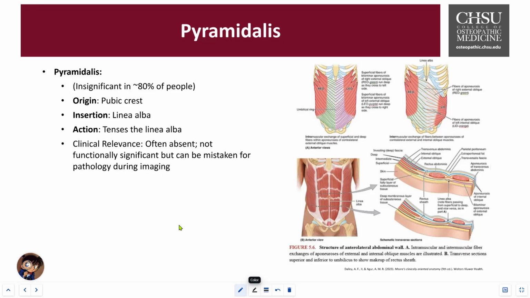However, it's insignificant in about 80% of individuals. It's oftentimes absent without any specific functional consequence. Clinically, this pyramidalis muscle isn't important at all. Its presence sometimes gets mistaken for abnormal masses or pathology in certain kinds of imaging. Surgeons might use this as a landmark during a midline dissection, but that's about it.